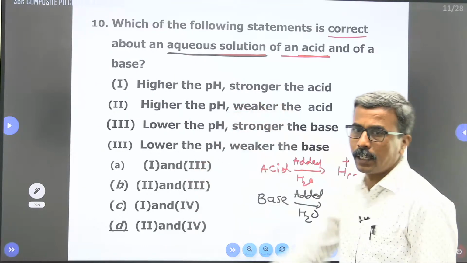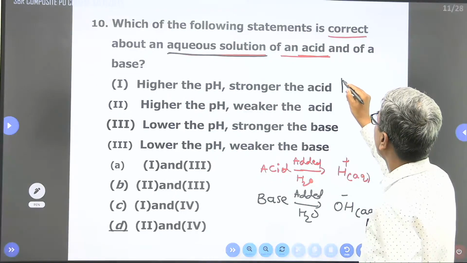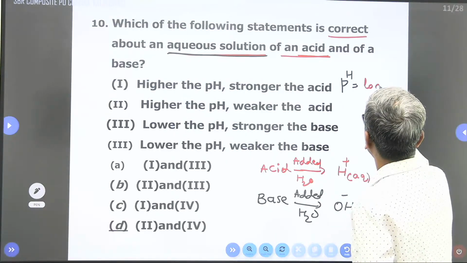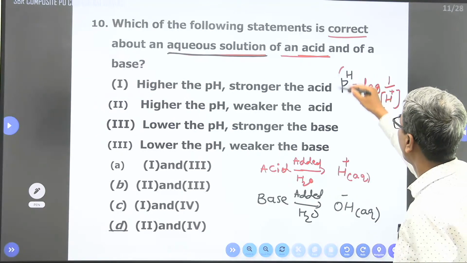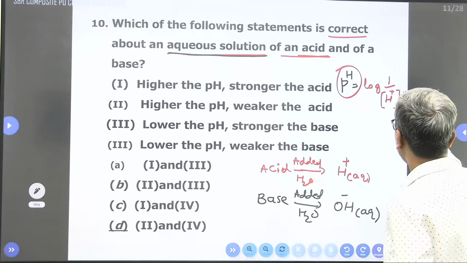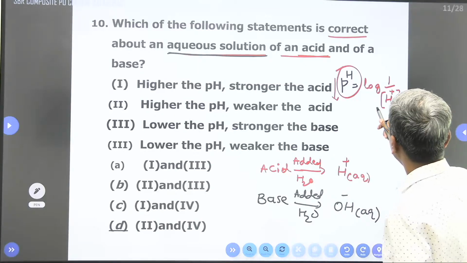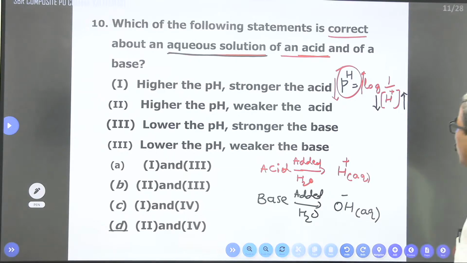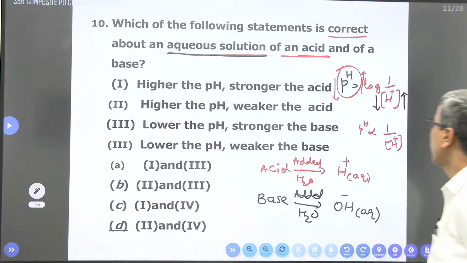Now, here, whatever the options they have given, you can see: higher the pH, stronger the acid. Acids produce H+. And I already said, pH is a scale used to measure the strength of acids and bases. We define it as log of 1 divided by H+ ion concentration. It is a measure of the concentration of H+. That is pH. Now you can see the relation between pH and H+: they are inversely related. If the concentration of H+ is more, then pH will be smaller. On the other hand, if the H+ concentration is smaller, then pH will be greater, because these are inversely related.